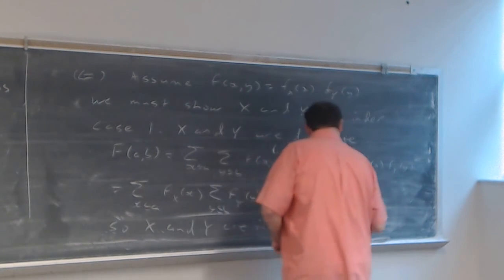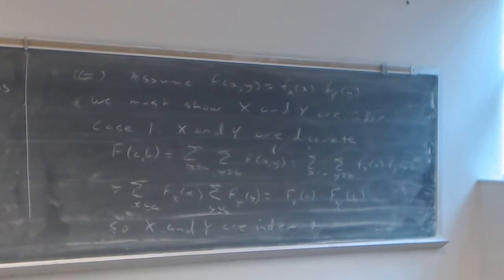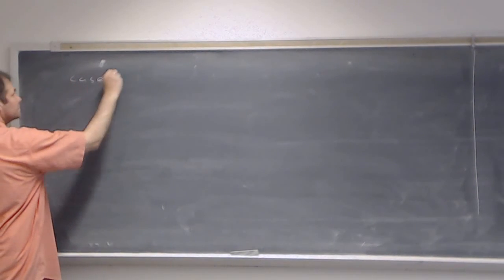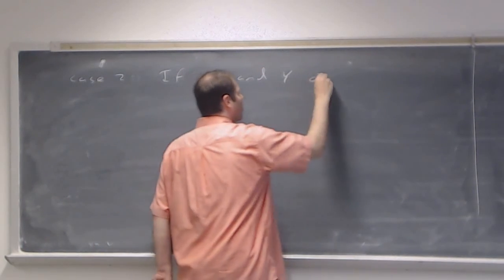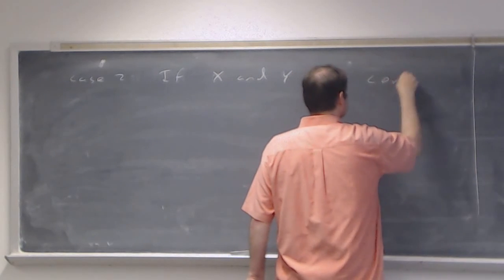We only got one more case to do. Here's the way I'll show it, maybe not the only way we can show this. So lastly, case 2. x and y are continuous.